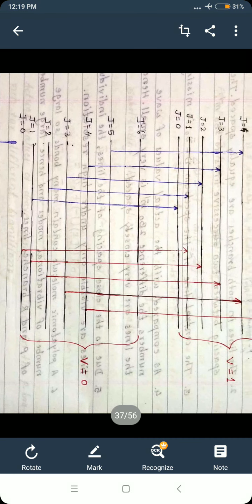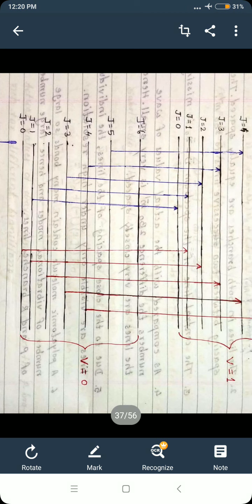Therefore, the line does not originate from the ground J 0. It originates from the J 1 level. J 1 to J 0. Here the blue lines indicate J 1 to J 0. Then J2 minus J1, 0 minus 1, that is minus 1. Then the second line originates from 2 to 1. Therefore J2 minus J1 is 1 minus 2, therefore minus 1.